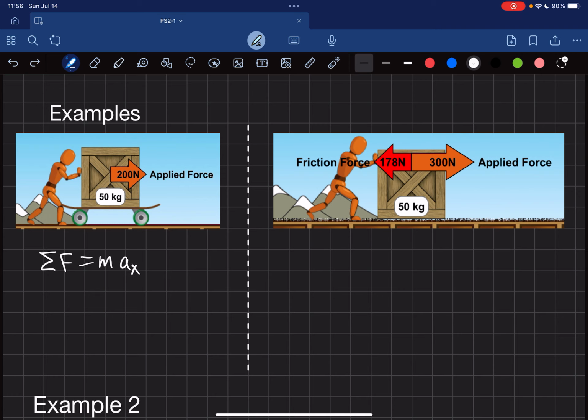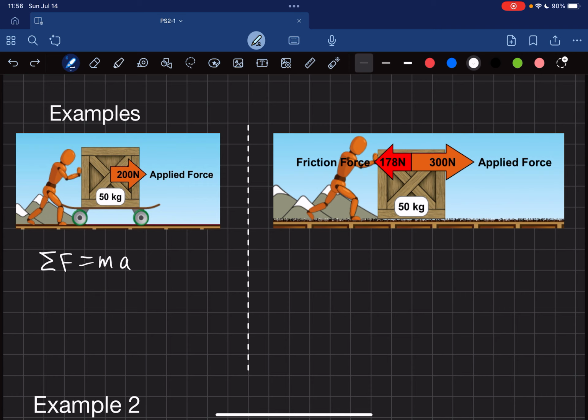It would be best to write in that this is specifically in the x direction. However, we understand that this entire problem is going to be one-dimensional. So we can drop this sub-notation here. We can drop the subscripts and just talk about sum of all forces equals mass times acceleration.